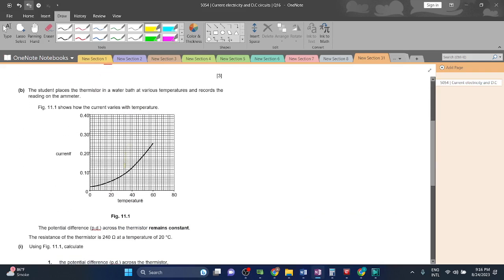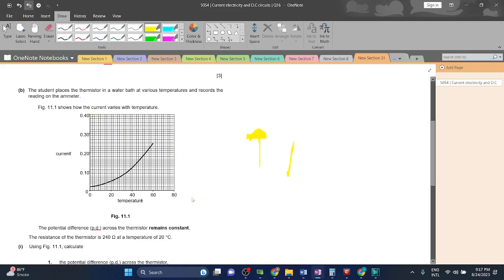The student places the thermistor in the water at various temperatures and records the readings on the ammeter. As we can see, the current is increasing, therefore the resistance is decreasing. The resistance decreases as the temperature of the thermistor increases because they are inversely proportional. अगर temp increase होगा तो resistance decrease होगी. ठीक है ना? So as simple as that.